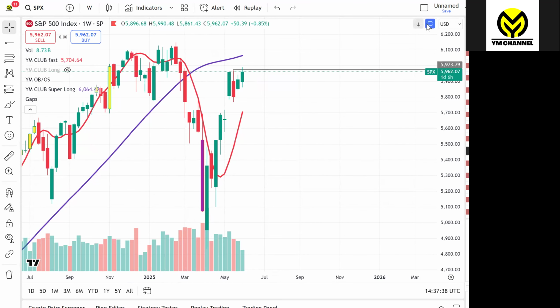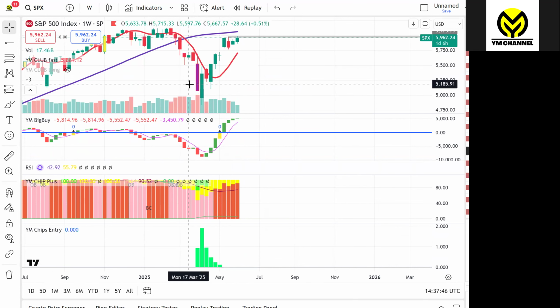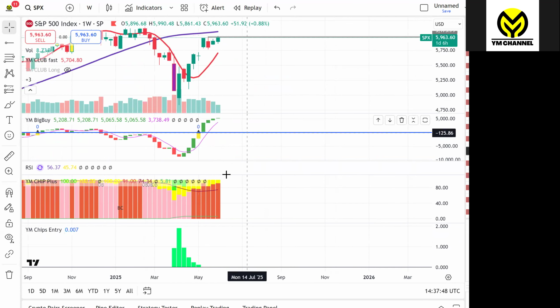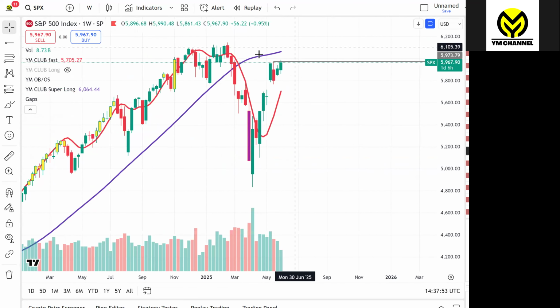We have a few methods to buy. For example, YM Chip Entry tells you institution money is here. They are buying here. So what is going on here? You can see the big volume trade. Do you think institutions are buying around here?